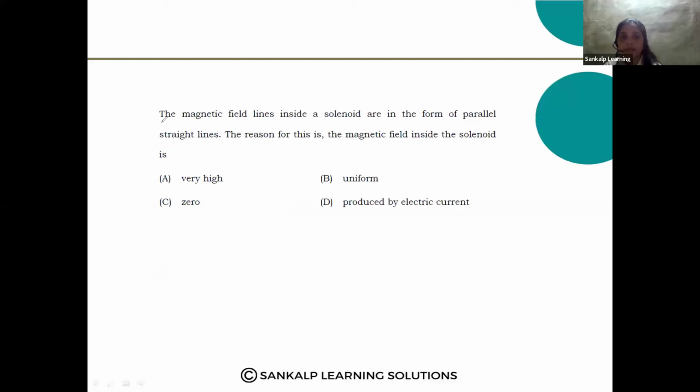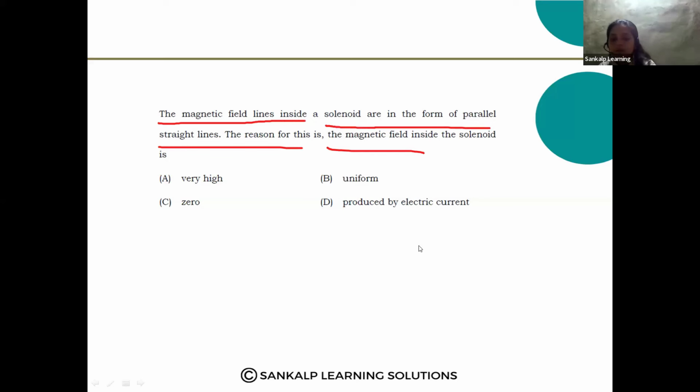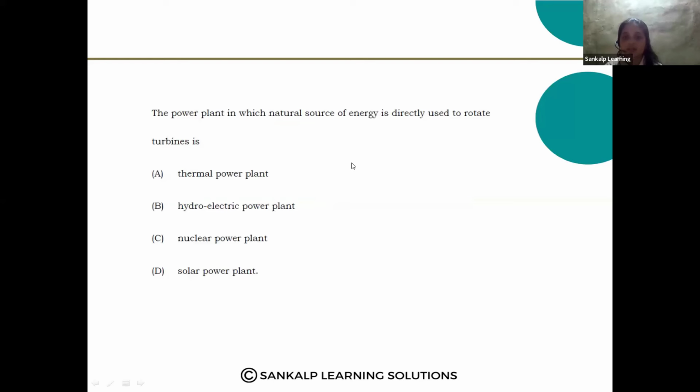The magnetic field lines inside the solenoid are in the form of parallel straight lines. What is the reason for this? This question we have already completed. You have already noted this question. Okay, so here it completes this session. This is the last question in this session. So note down the answer.